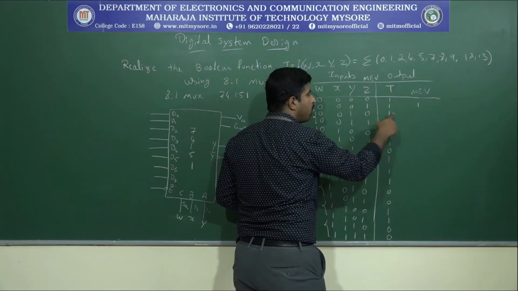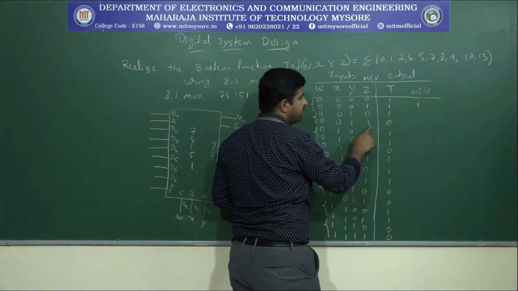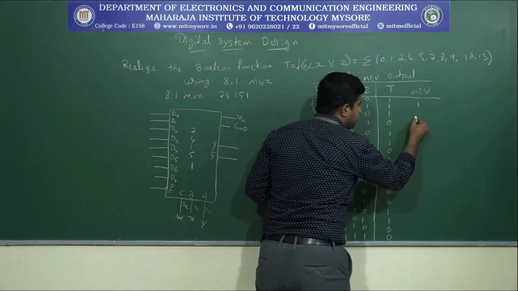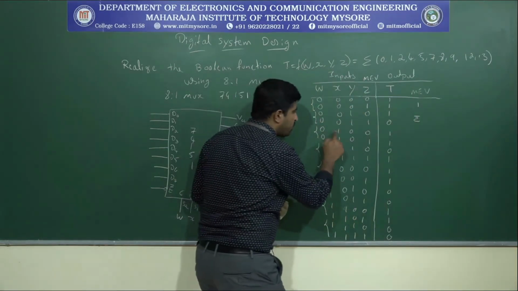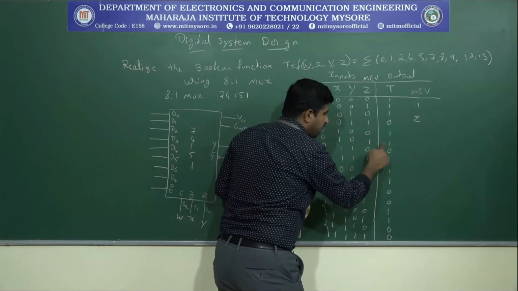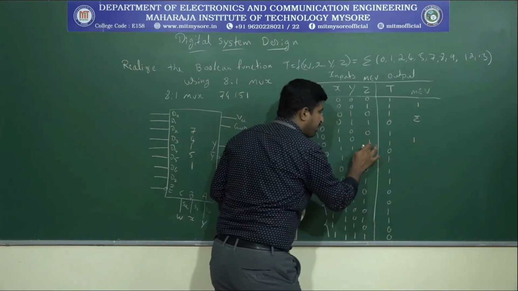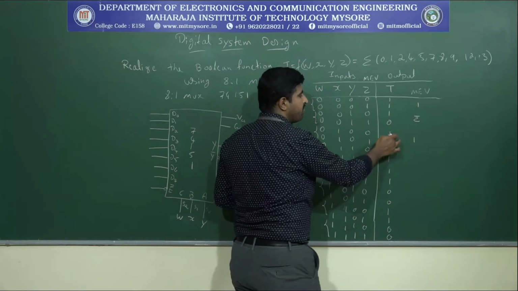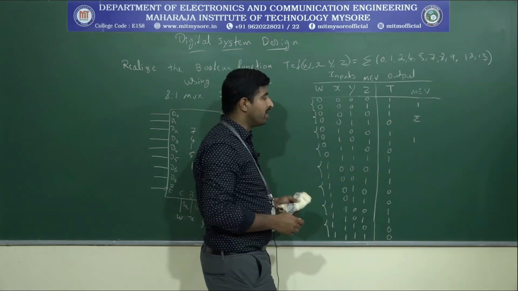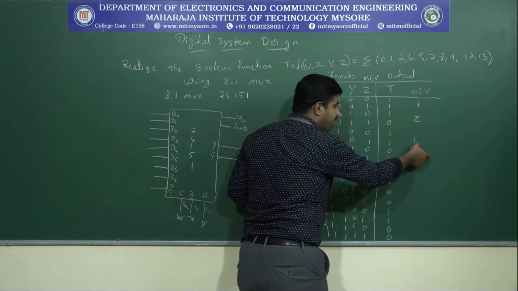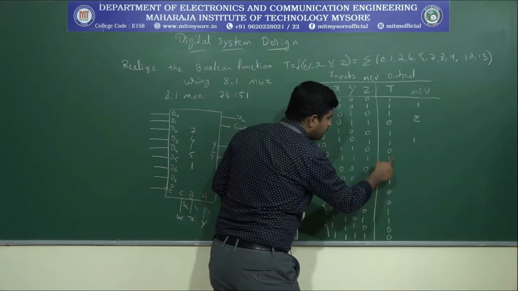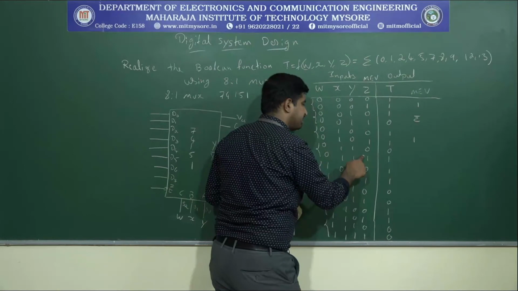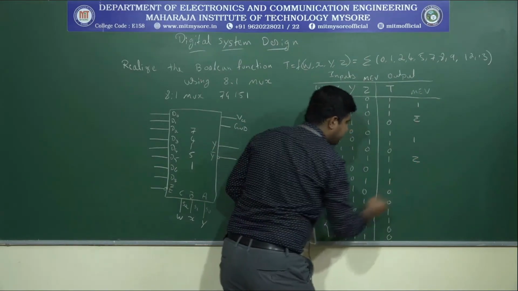When the Z is 0, the output will be 1. When the Z is 1, the output will be 0. So that means it will be a complement of the Z. Similarly, for the 0 1 0 combination, the output will be 1, because whatever the input combinations, we are getting the output logic 1 only. So that is why the output will always be 1. Similarly, for the 0 1 1 input, the output will behave like Z. So here we can write it is Z.